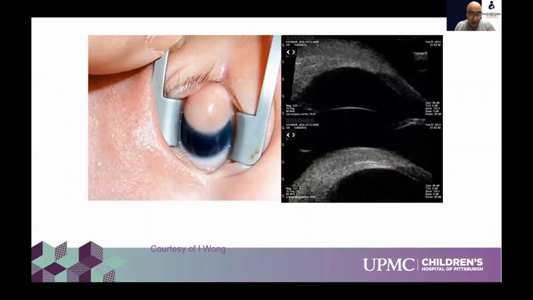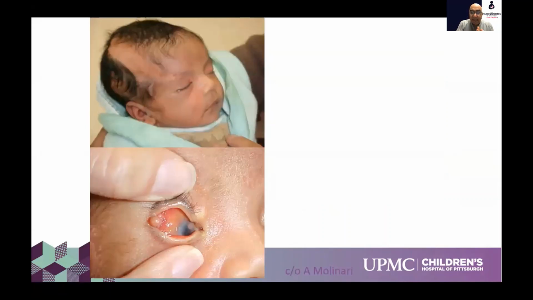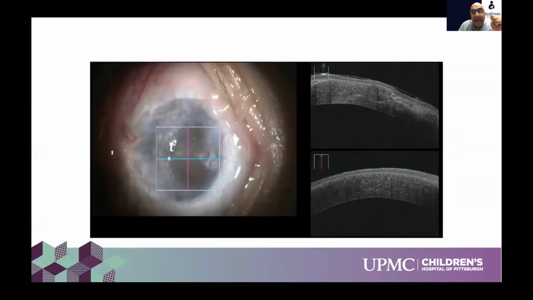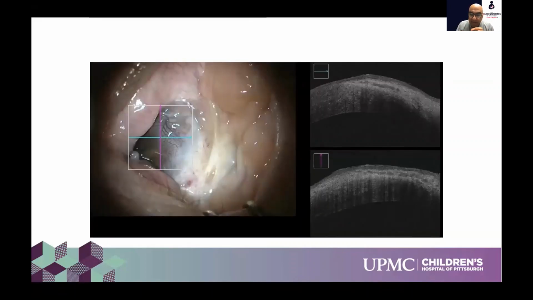Dermoids, corneal dermoids are very common, and I'm sure you know that they occur in Goldenhar syndrome. But one of the conditions that they occur in also is this. This is courtesy of Andrea Molinari. This is a child that has cutis aplasia and these dermoids both on the bulbar conjunctiva and the cornea. And this child actually has ocular ectodermal syndrome.